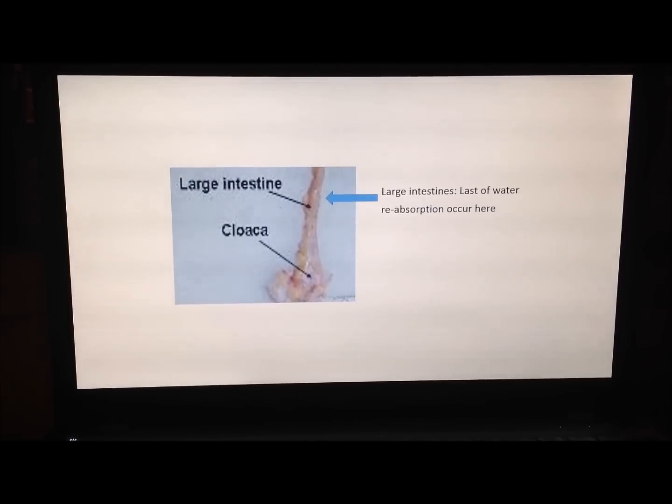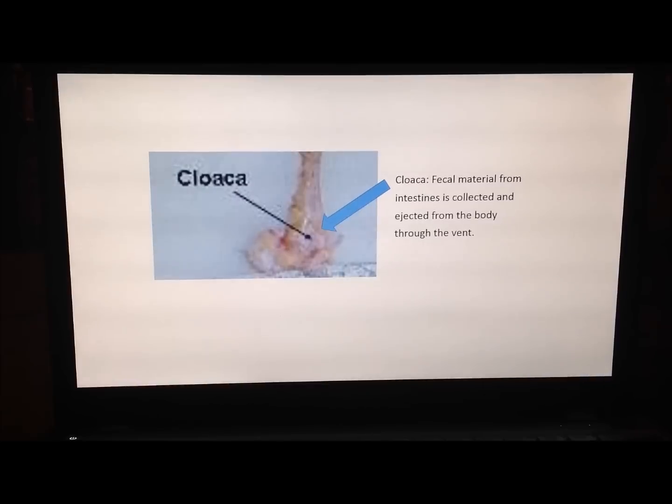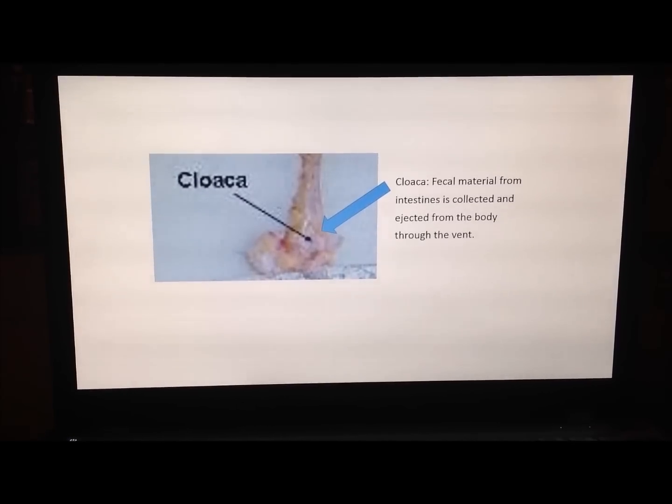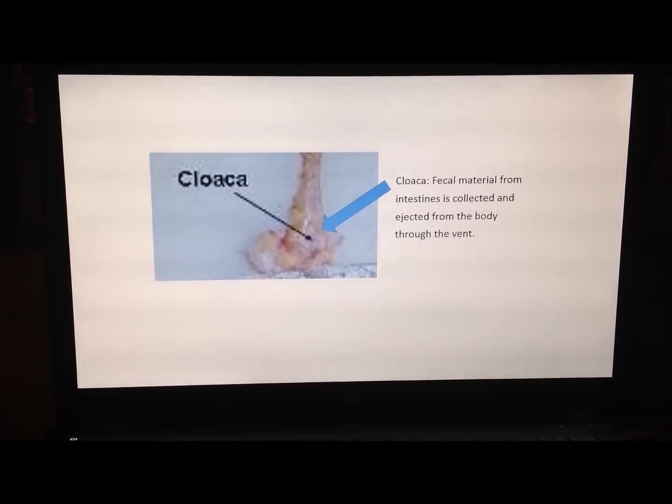The small intestine leads to the large intestine, where the last of the water reabsorption takes place. The large intestine leads to the cloaca, where fecal material is collected and ejected from the body through the vent.